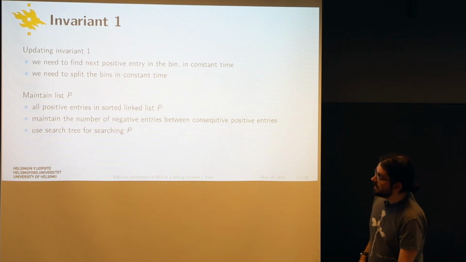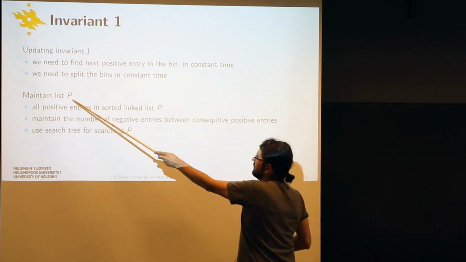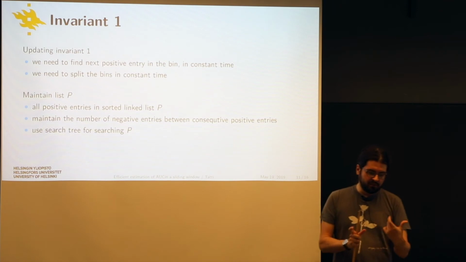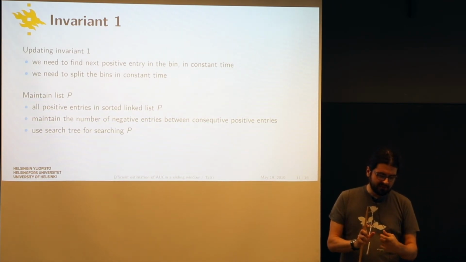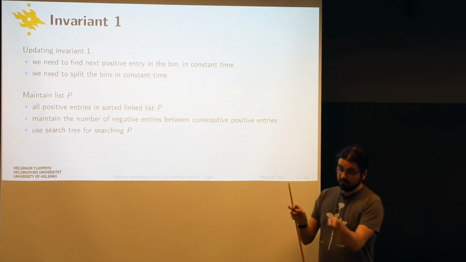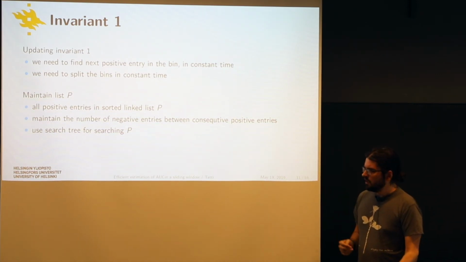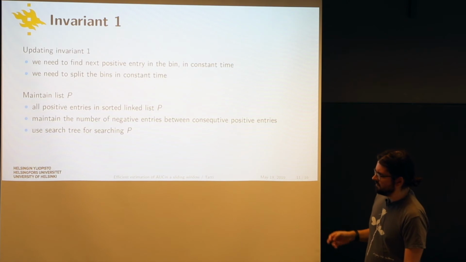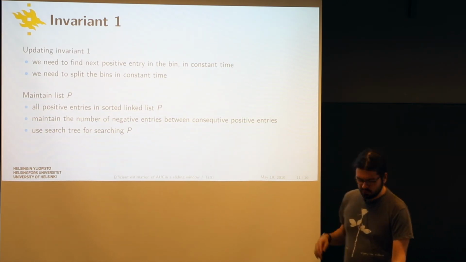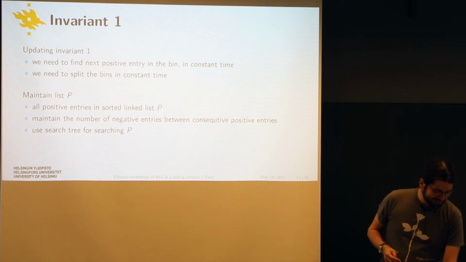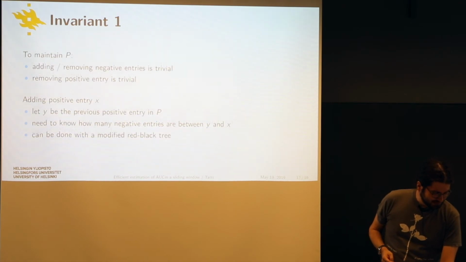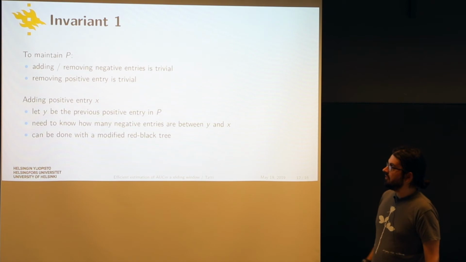So when you're entering a positive value in this list, then you actually need to recompute how many negative numbers are between the new value and the previous values, but you can do that with some modified red black trees. I'm not going to go into details on that. It's quite messy, to be honest. Anyway, you just do some shifting.